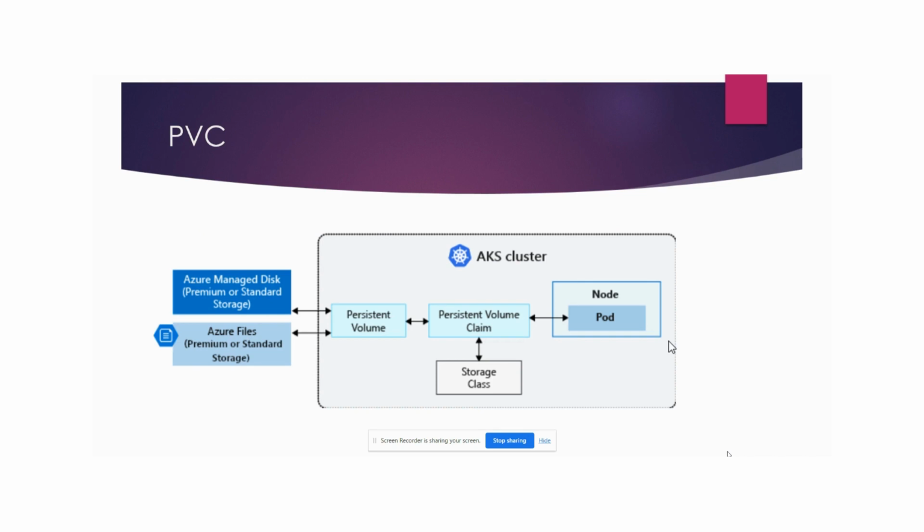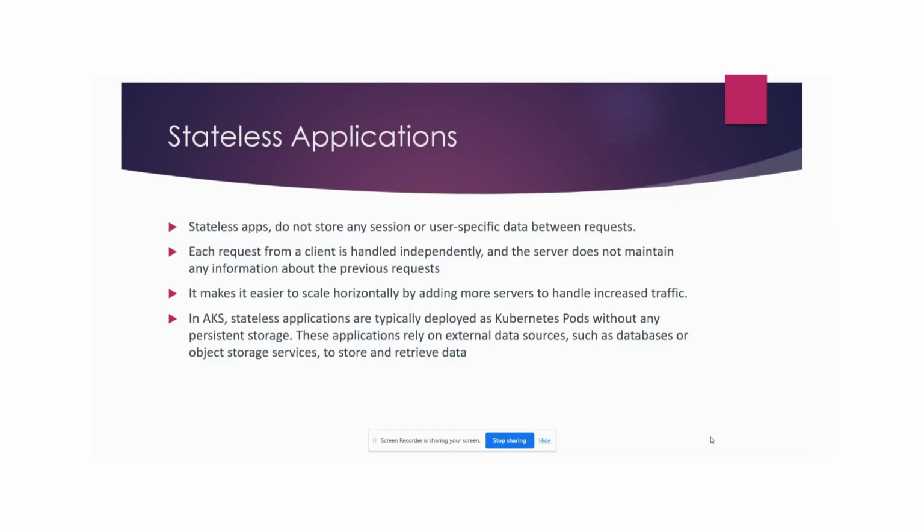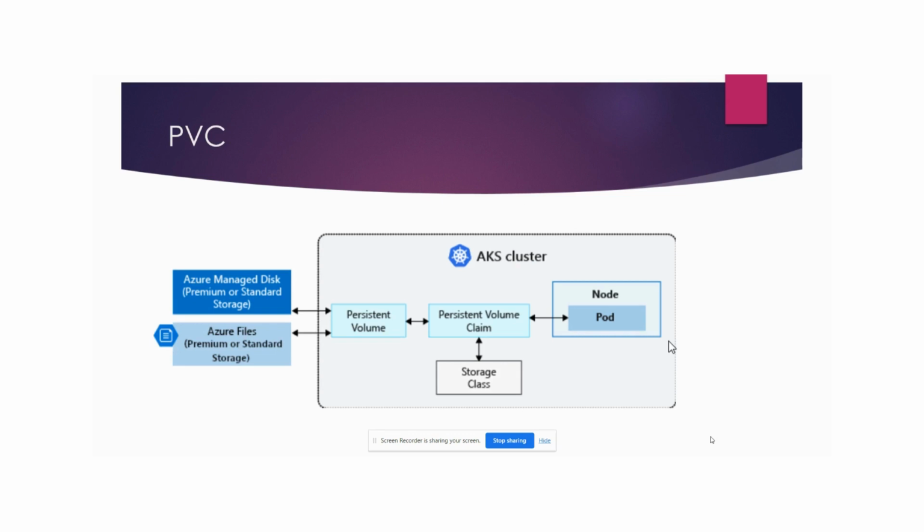So first, Azure Managed Disk or Azure Files. Once a persistent volume claim is created here, from where will it get created? It will get created from the storage class. In the storage class only, you will mention which kind of volume you want: Azure Disk, Azure Files, or Blob Storage. You will specify it in the storage class YAML.